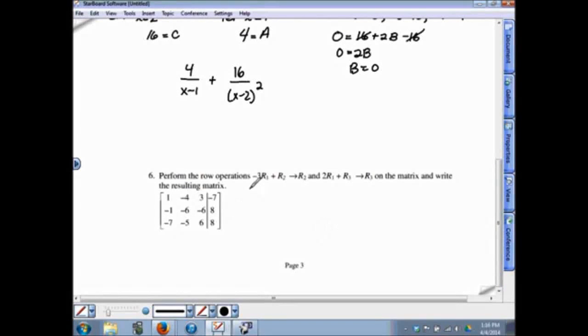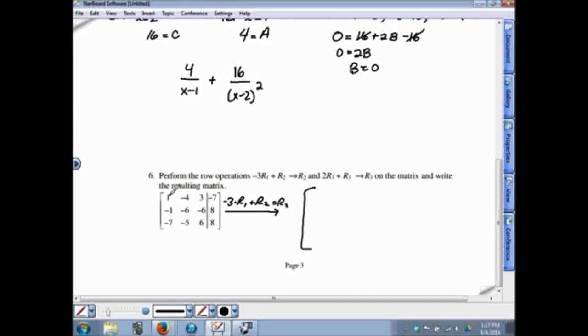Now, question 6, this is just more practice with row operations. I've already given you the row operations to perform. If you were doing Gaussian elimination to reduce a matrix to row echelon form, you'd have to come up with the row operations on your own. But this is just for practice. We have negative 3 times row 1 plus row 2, and that's going to equal row 2. So let's do that one first.